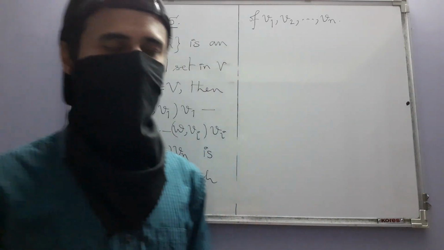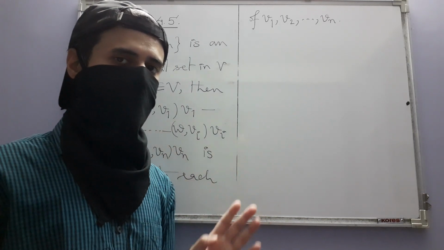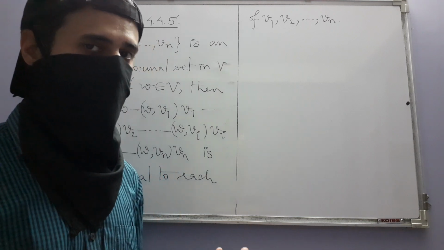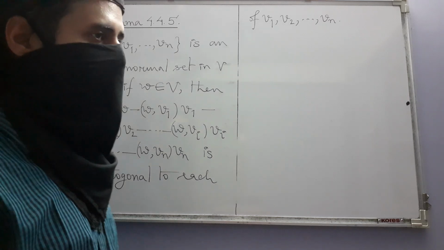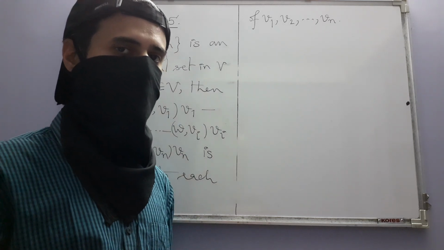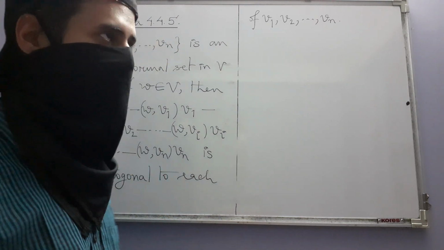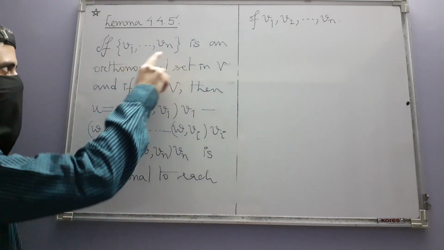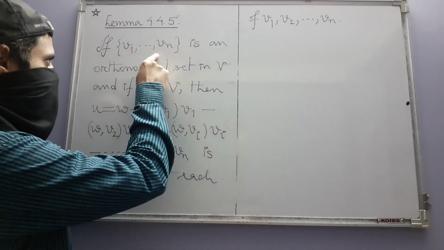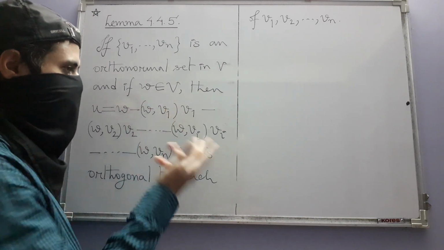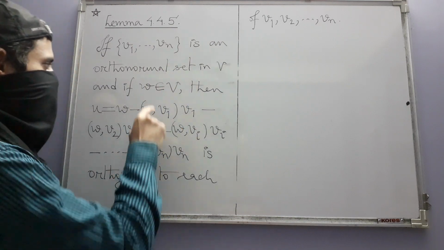Okay, so our next result is this lemma 4.4.5. In the previous video, we saw one other lemma like this, lemma 4.4.4, which states that any orthonormal set of vectors in an inner product space is linearly independent. Here also we have an orthonormal set of vectors, but now something else is being stated. Besides the set, we are considering some other vector w. This w of course may be one of these also.